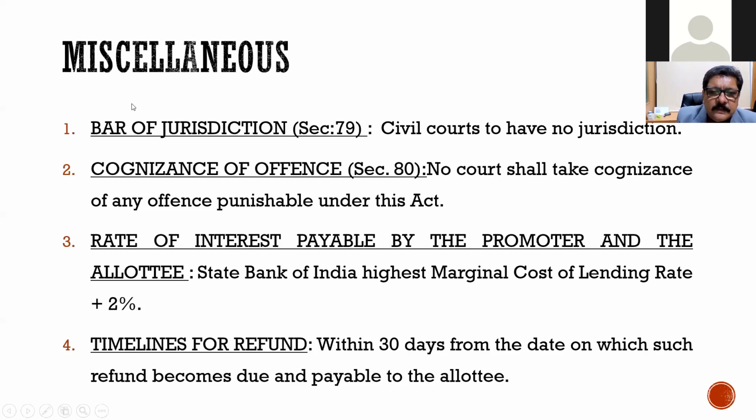Cognizance of offense, Section 80. No court shall take cognizance of any offense punishable under this Act. Rate of interest payable by the promoter and the allottee: the State Bank of India highest marginal cost of lending rate plus 2%. I explained this earlier. Nowadays, State Bank of India is charging 7%, so 7 plus 2, 9%. And this applies to both the allottee as well as the promoter.